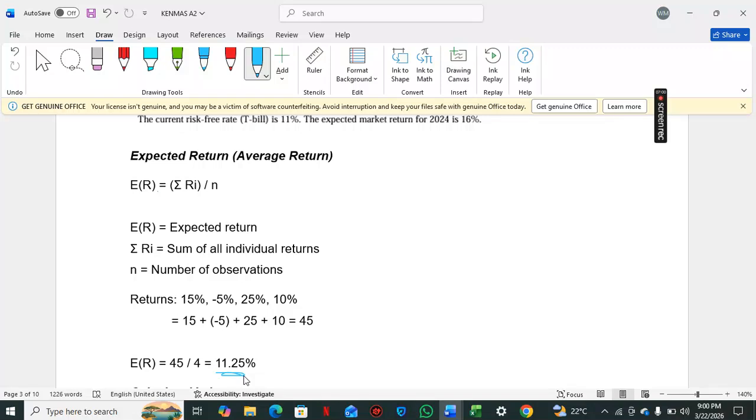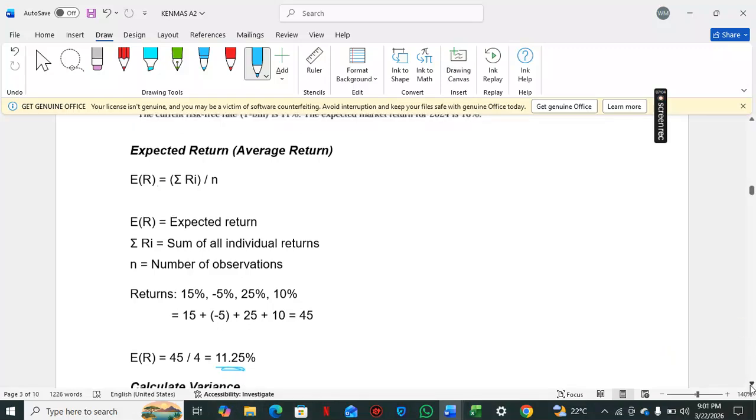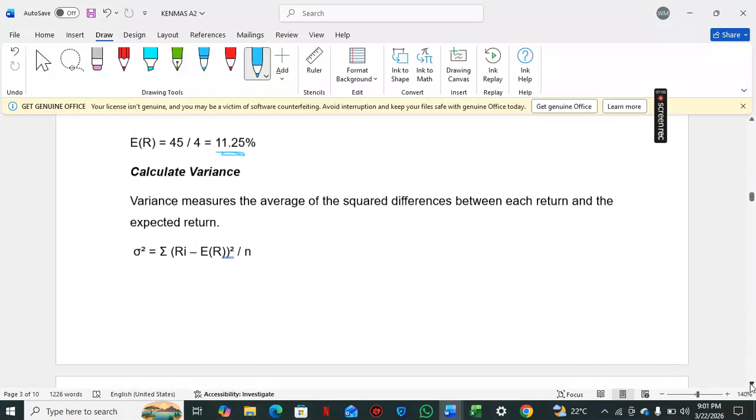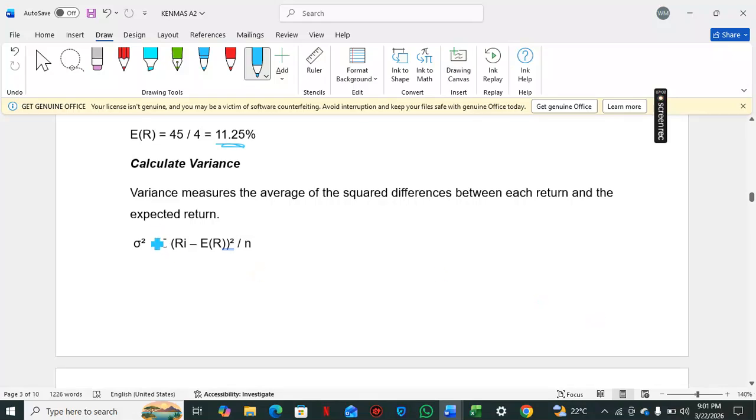All right, next, now we need to calculate the standard deviation. Remember, these formulas are from statistics. You get the variance first. Variance: each return minus the average return, you square that and divide by n. This is the formula. Let me show you how it applies.